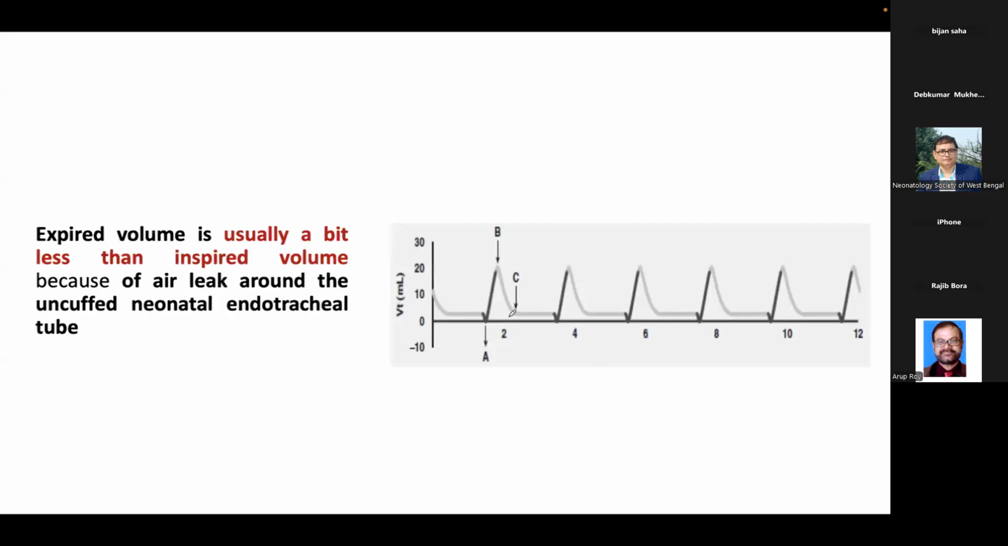What we can see here is that there is a gap, as you can all see. Why is this gap happening? Because there is always some amount of leak around the endotracheal tube, so the expired volume is always less than the inspired volume. This is something we need to keep in mind, because if this distance is more, then we know that the leak is also more. But normally also, this line is a little bit raised from the baseline.